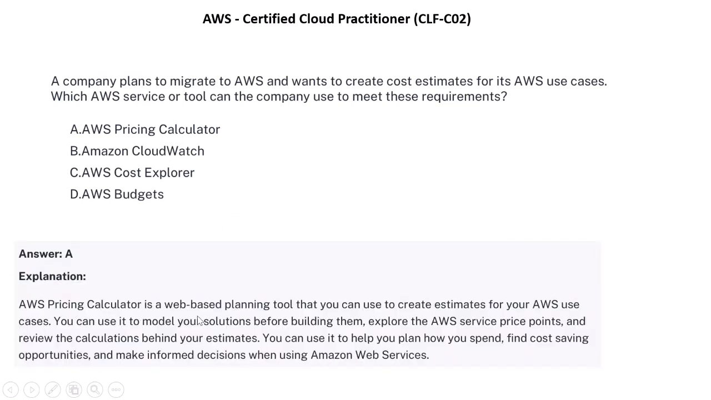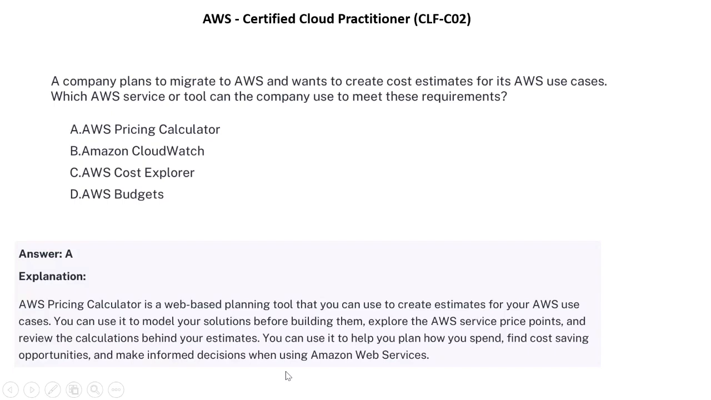AWS Pricing Calculator is a web-based planning tool that you can use to create estimates for your AWS use cases. You can use it to model your solutions before building them, explore the AWS service price points, and review the calculations behind your estimates. You can use it to help you plan how you spend, find cost-saving opportunities, and make informed decisions.